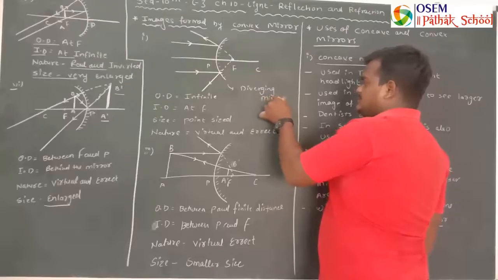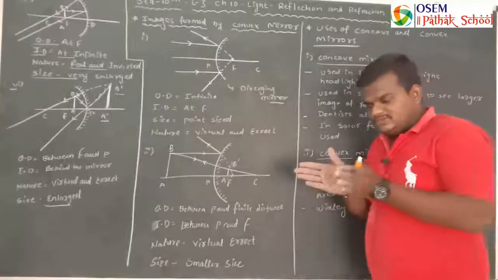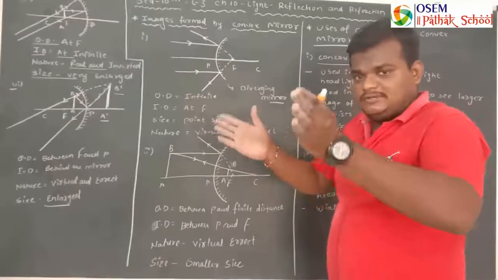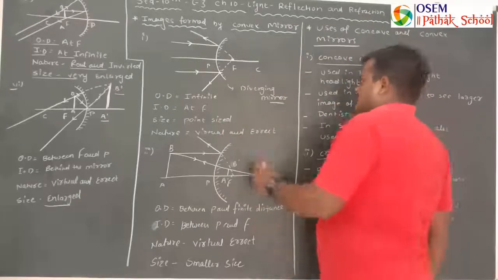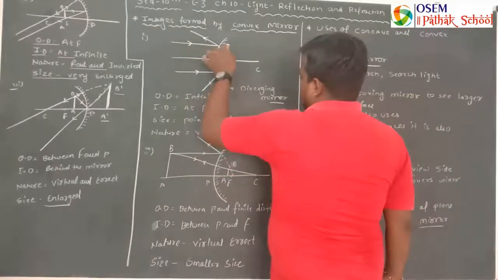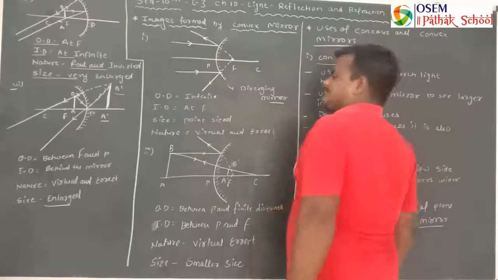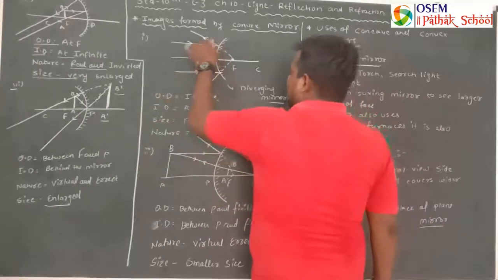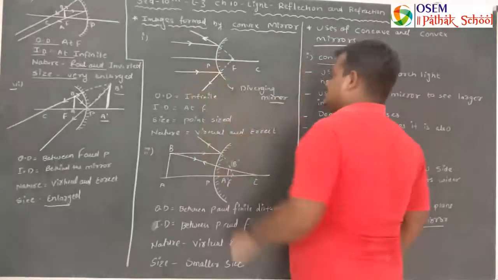Diverging mirror means it diverges all the rays. एक दूसरे से क्या करेगा? डाइवर्ज कर देगा. छोटा छोटा वहां पे दोनों को अलग अलग डायरेक्शन में वो रिफ्लेक्ट कर देगा. So this is the direction. This is the infinite distance from rays coming. After being reflected, this ray moves in this direction while this ray moves in this direction.